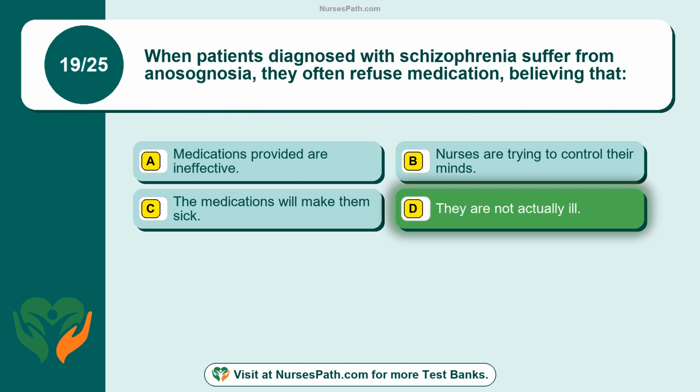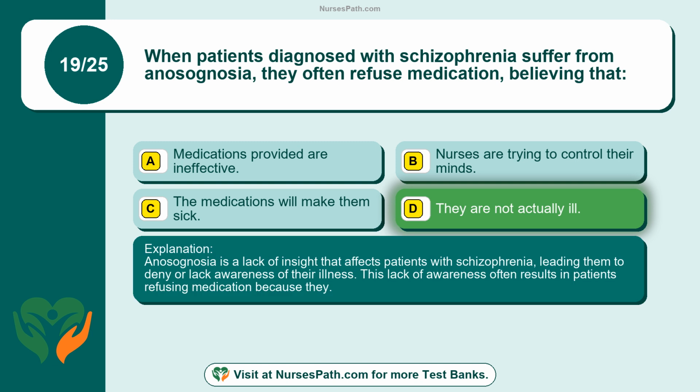The correct answer is option D, they are not actually ill. Anosognosia is a lack of insight that affects patients with schizophrenia, leading them to deny or lack awareness of their illness. This lack of awareness often results in patients refusing medication because they.